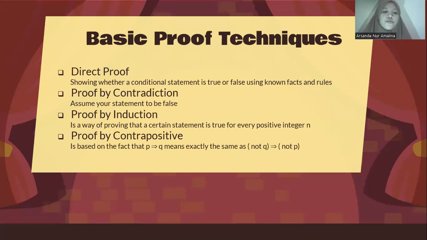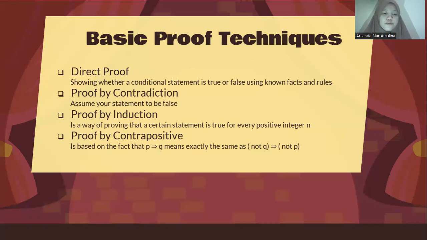The second is proof by contradiction. We use this technique by assuming that our statement is false. If it leads to a contradiction, then the original statement is true. The third is proof by induction. It is a way of proving that a certain statement is true for every positive integer n. We are going to use these techniques later.